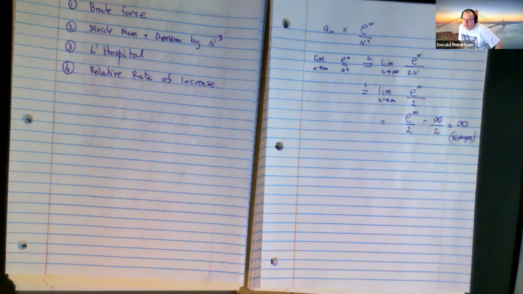Differentiate the top, differentiate the bottom. Now I think we're getting somewhere. e to the infinity over 2. Well, e to the power of infinity is infinitely large, and dividing something that is infinitely large by 2, you get infinity. And so it diverges. Are you comfortable with the L'Hopital thing? Do it 2 or 3 times if you have to. Hopefully you only need to do it once.